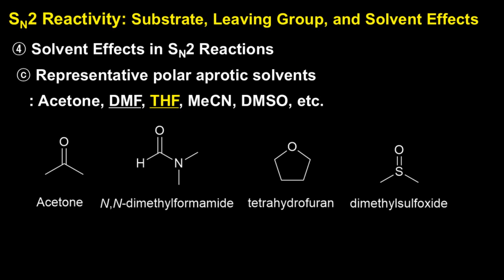So what kinds of solvents work best for SN2? Here are some go-to choices. Acetone, dimethylformamide, DMF, tetrahydrofuran, THF, acetonitrile, CH3CN, and dimethyl sulfoxide, DMSO. These are all polar aprotic. They don't strongly solvate anions, which means nucleophiles stay reactive, and that's exactly what you want.